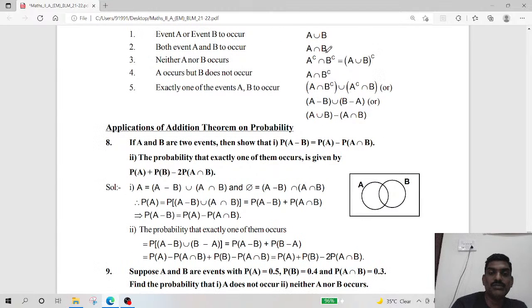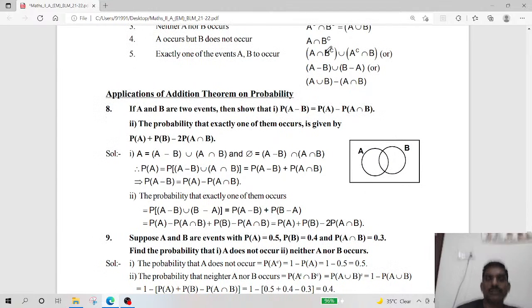Applications of the addition theorem on probability. Okay, addition theorem questions given here. A and B are two events, so that P of A minus B is equal to P of A minus P of A intersection B. Okay, that is one probability. Next, the probability that exactly one of them occurs is given by P of A plus P of B minus 2 times P of A intersection B.